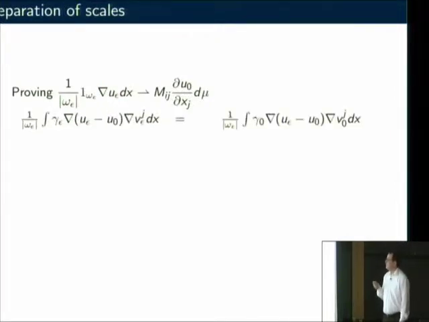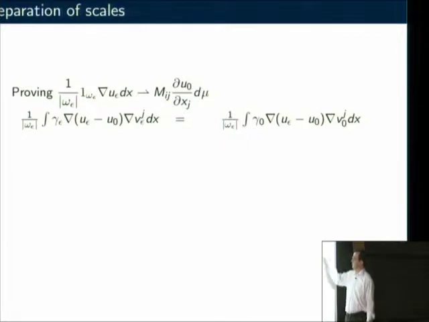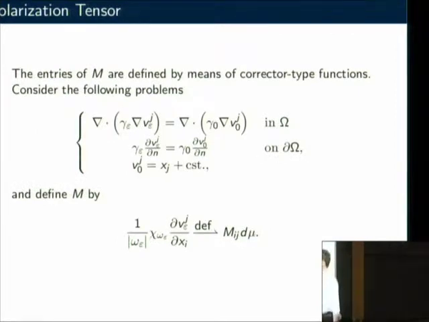Okay, so what is the proof, without any technical details? So v epsilon and v0 have the same divergence. So I can test them against any function, for example, u epsilon and u0. Look at the definition. I test it against u epsilon minus u0. They have the same boundary data. The divergence of gamma epsilon v epsilon equals the divergence of gamma 0 v0.